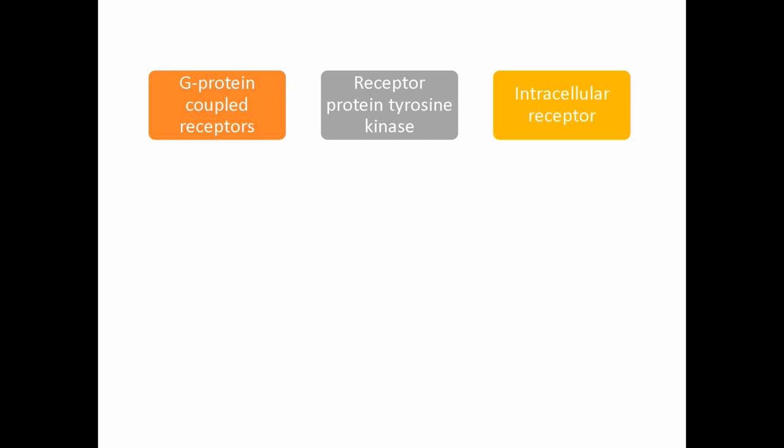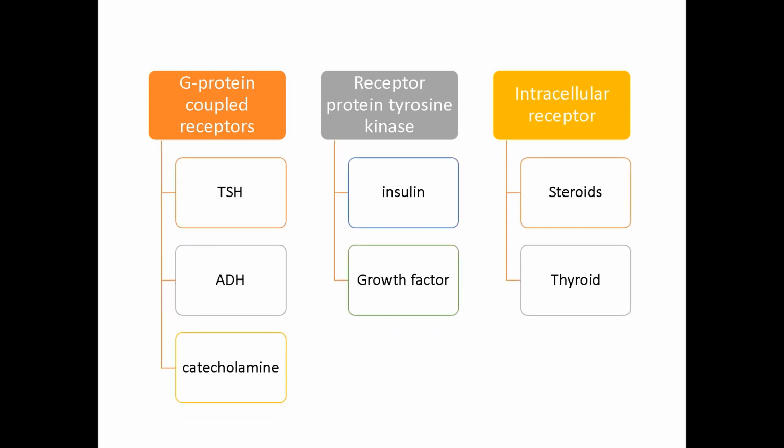Hormones can be classified based on the type of receptors they bind to. So those three types of receptors I mentioned, you have several examples here where your hormones would bind to. For example, your TSH, ADH, and catecholamines would bind to G protein coupled receptors, while insulin and growth factor would bind to a catalytic receptor such as a protein tyrosine kinase. And of course, steroids and thyroid hormone would bind to intracellular receptors.